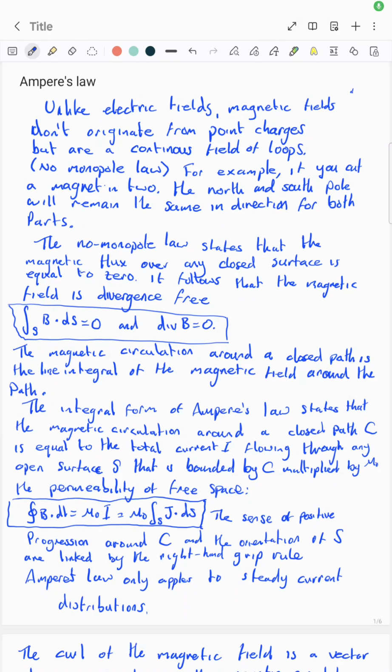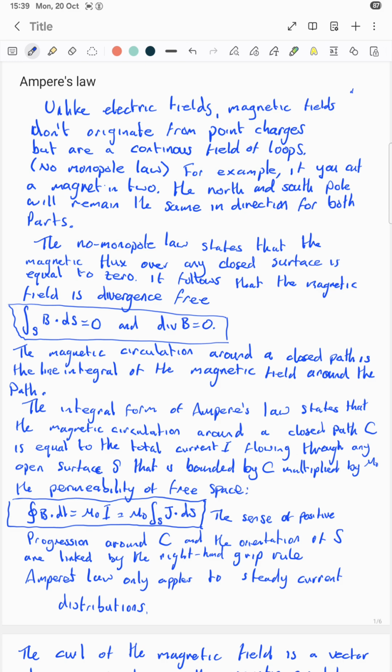Right, now let's get on to Ampere's law. Unlike electric fields, magnetic fields don't originate from point charges, but they form a continuous field of loops. This is, in essence, the no monopole law.